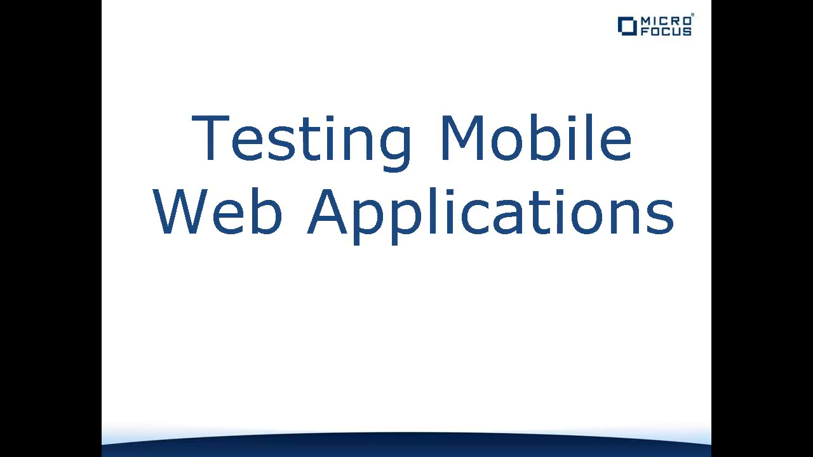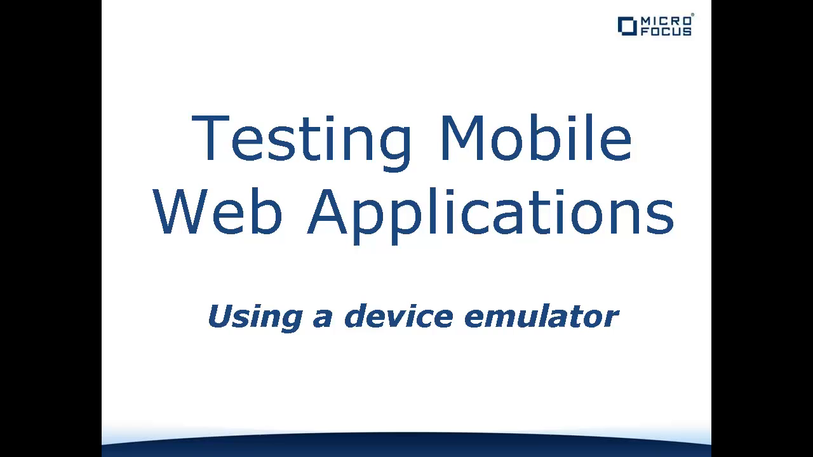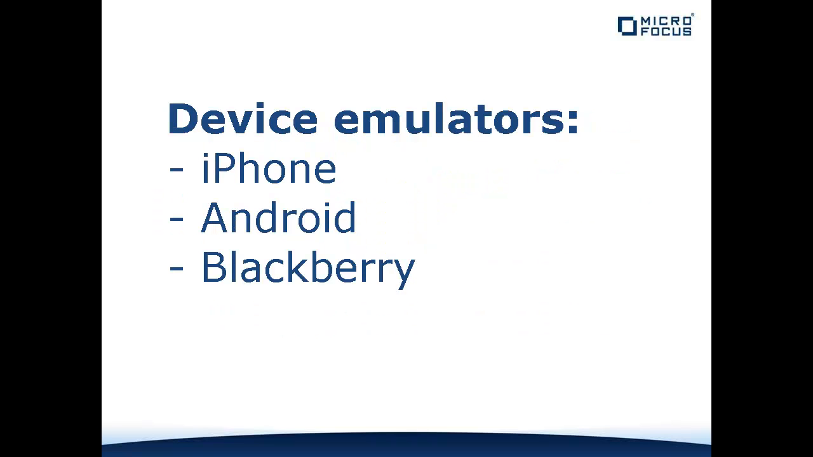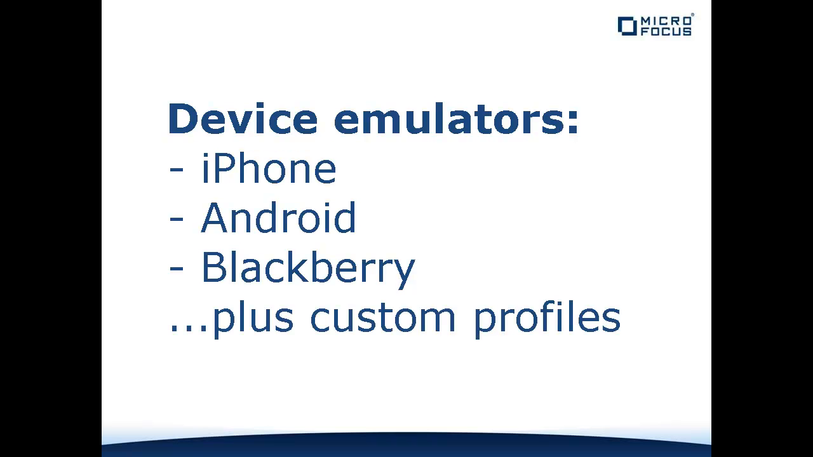Silk Performer offers support for performance testing of web applications that have been developed for mobile devices. Silk Performer allows you to simulate a range of popular devices, including iPhone, Android, and BlackBerry. In fact, virtually any mobile browser type can be simulated using custom profiles.